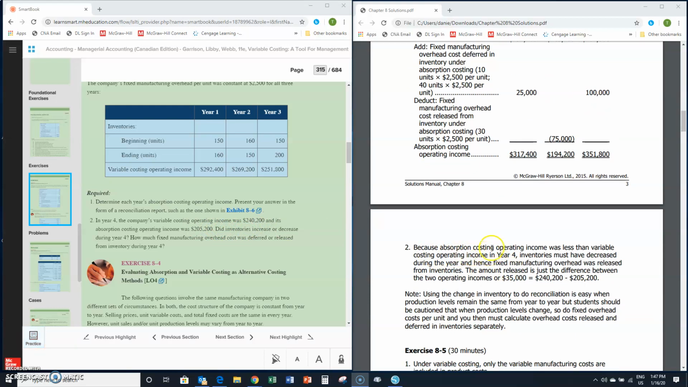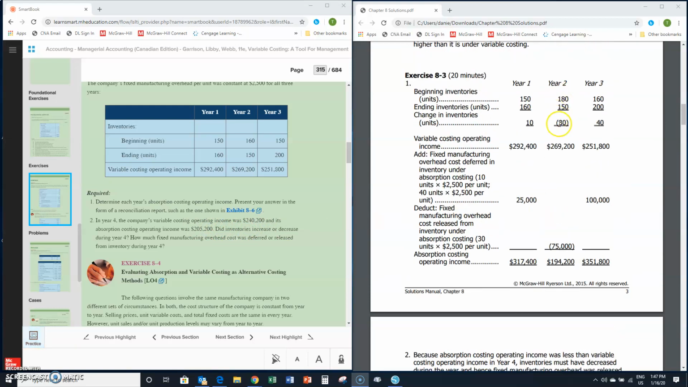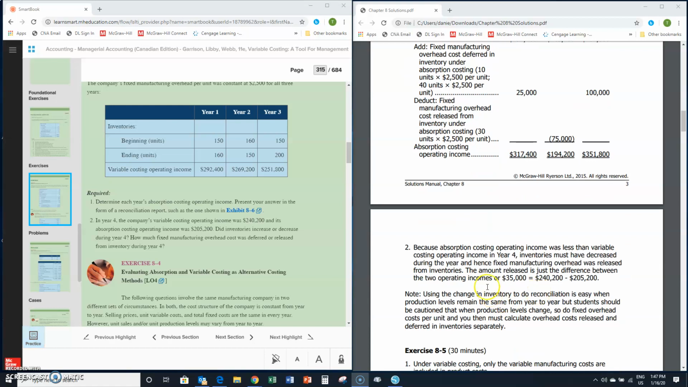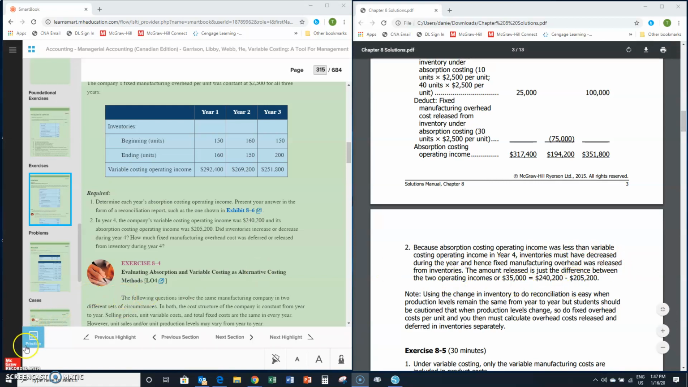If we look here, we can see inventory decreased, we deducted. Our absorption costing was less than our variable costing. So again, because absorption costing operating income was less, inventories must have decreased because overhead was released from inventories, and the amount is just the difference. Okay, that's it for that question.